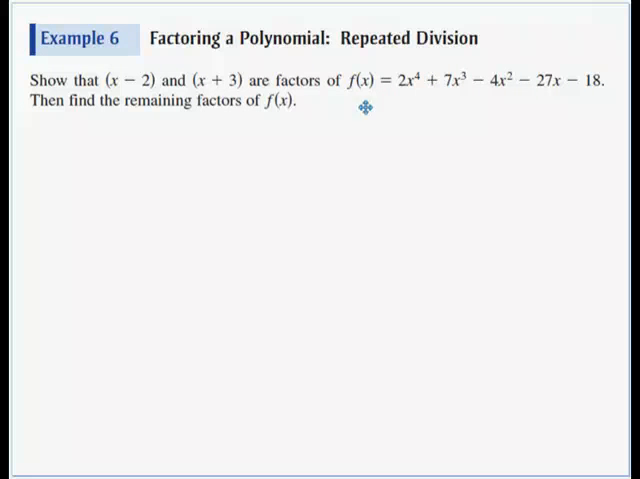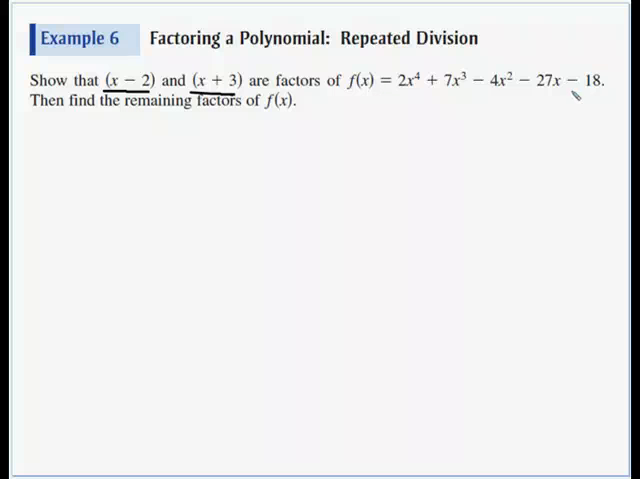We got this huge polynomial, 2x to the fourth plus 7x cubed minus 4x squared minus 27x minus 18. If it was a nice quadratic, we could just come up with a couple empty sets of parentheses and figure out x times x is x squared, and then work on our middle term using the factors of our last number there. But this would be incredibly hard to try to factor by trial and error. Luckily, they gave us some clues. x minus 2 and x plus 3 are factors of this.